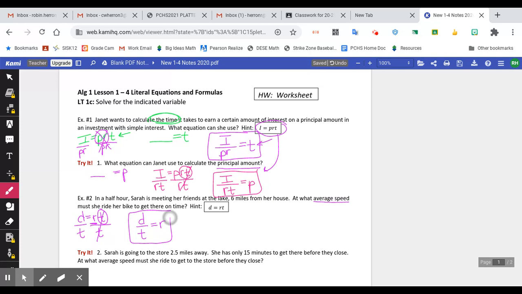So there's our equation. Now let's plug in what we know in order to help her figure out how fast she has to go. Sarah's meeting her friend at the lake in a half an hour. Time is measured in hours, so I'm going to put 0.5 for half of an hour. The distance is 6 miles from her house, so 6 goes on top. That's going to give us her rate, and 6 divided by 1/2 is 12. So 12 miles per hour is how fast she'll have to travel in order to make it there on time.